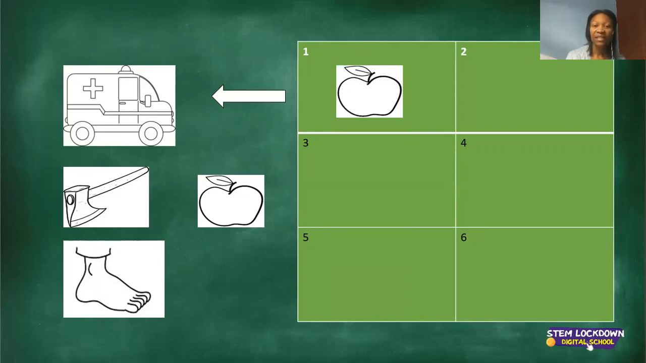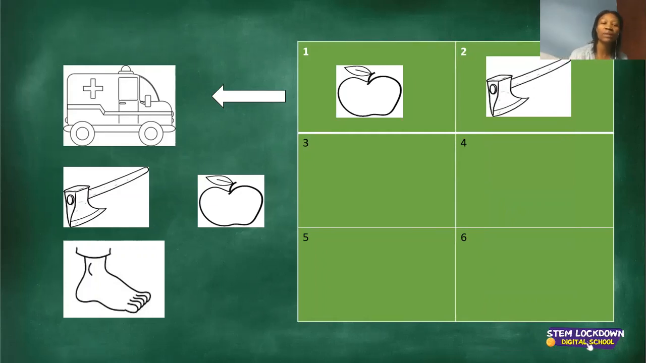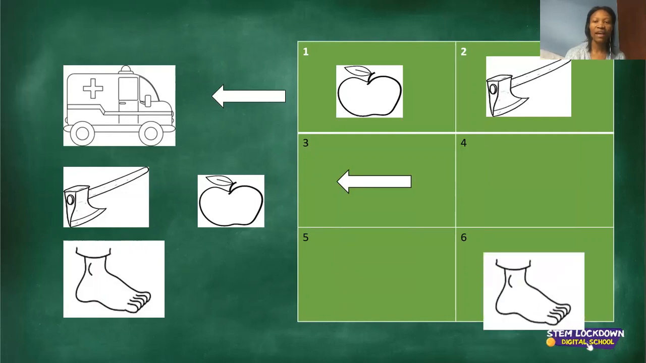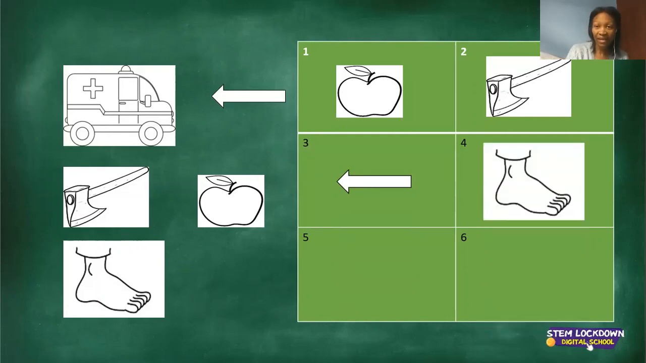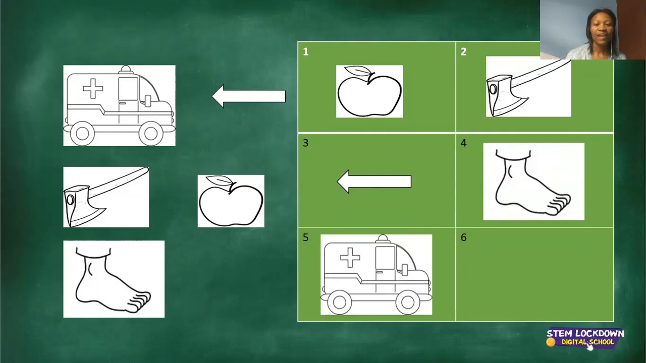So first, they chopped an apple tree. Which picture will come next? The axe. They chopped an apple tree with an axe. An arrow pointed to the left. So maybe if he was standing on the left side, it wouldn't have fallen onto his ankle. And then they had to call the ambulance. So we can use these pictures to retell the story.